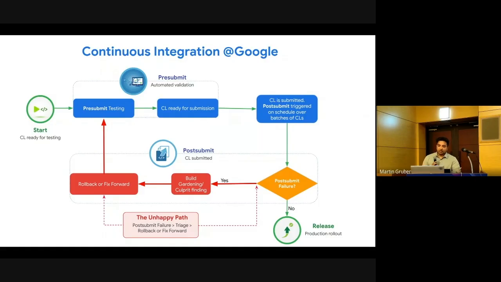This then forks. If we run these tests and encounter a failure, we need some mitigation strategy. We call this the unhappy path, where we need to find which commit broke these build or test targets, and then roll back or notify the developer. In the other case, we go on to release.